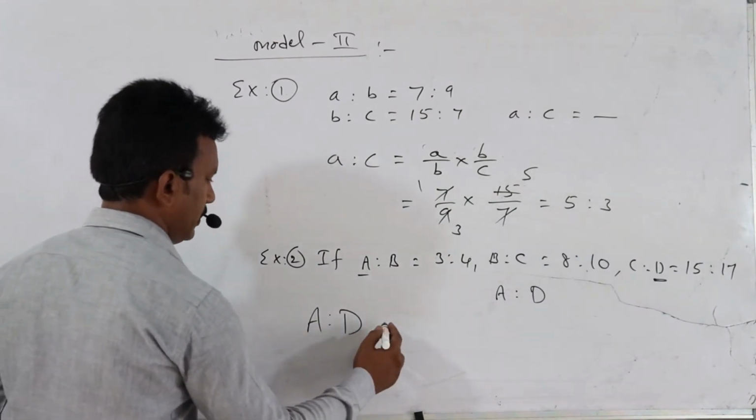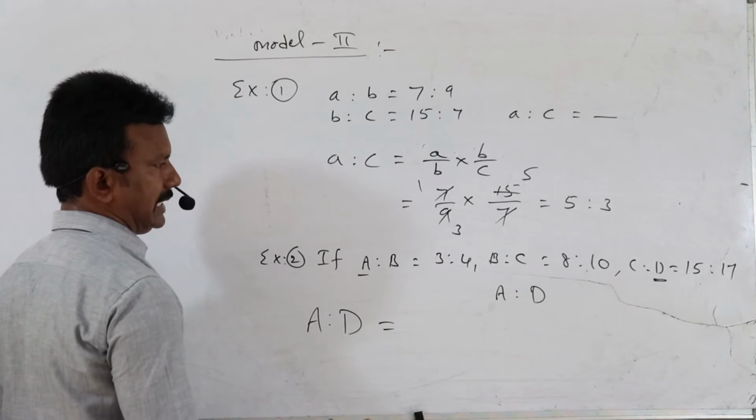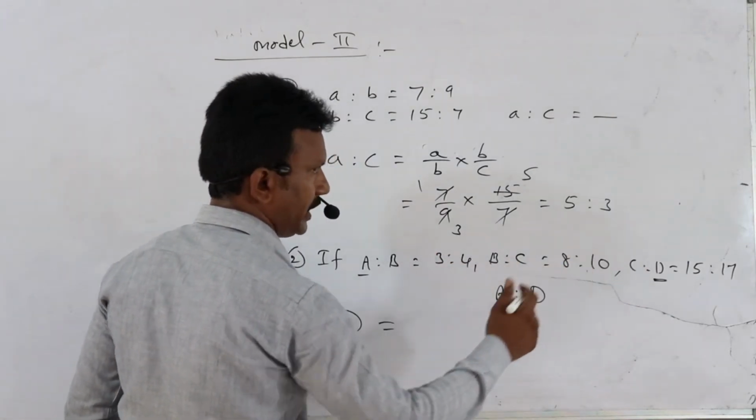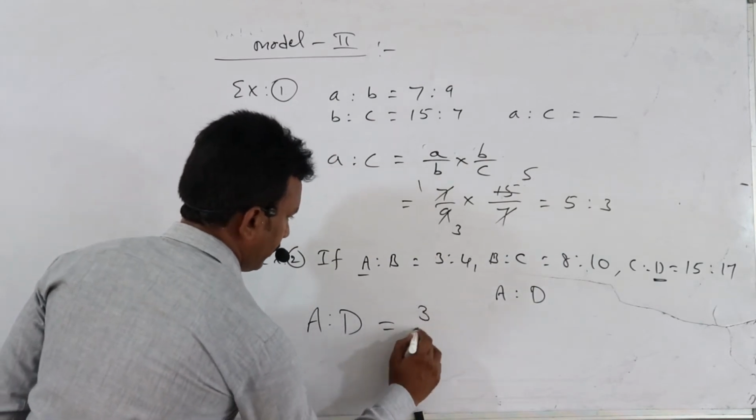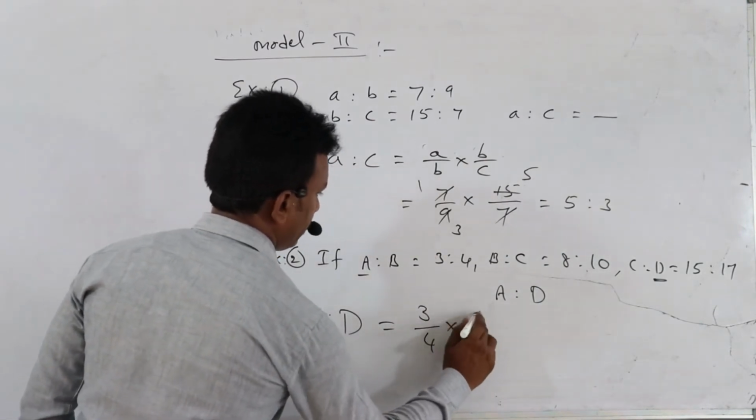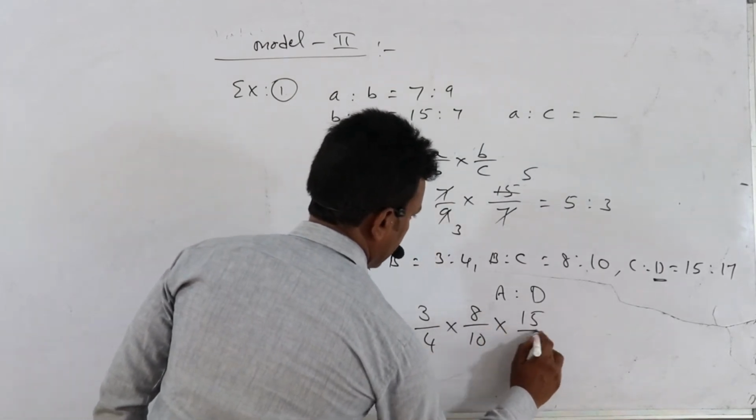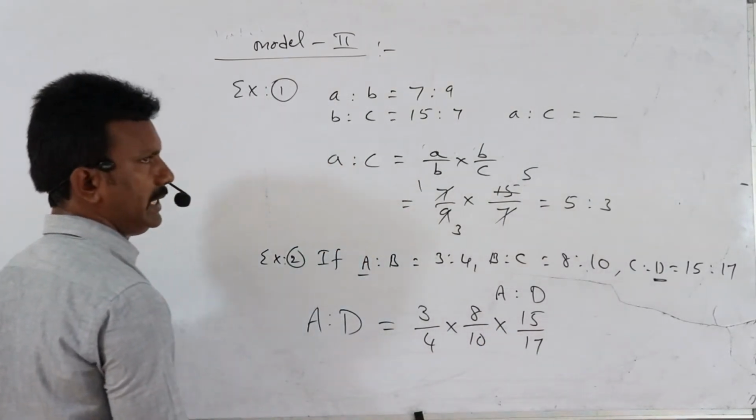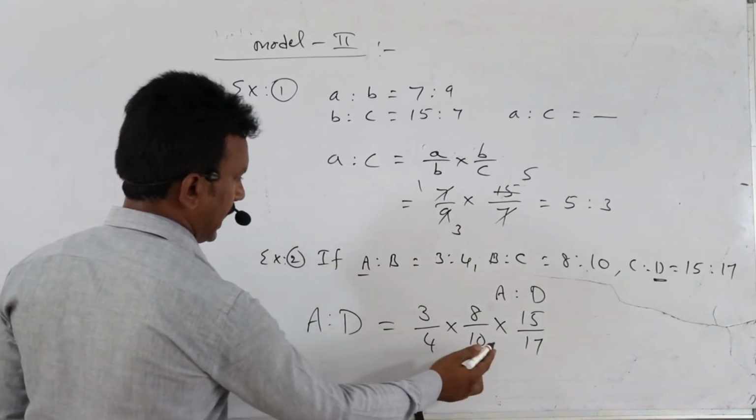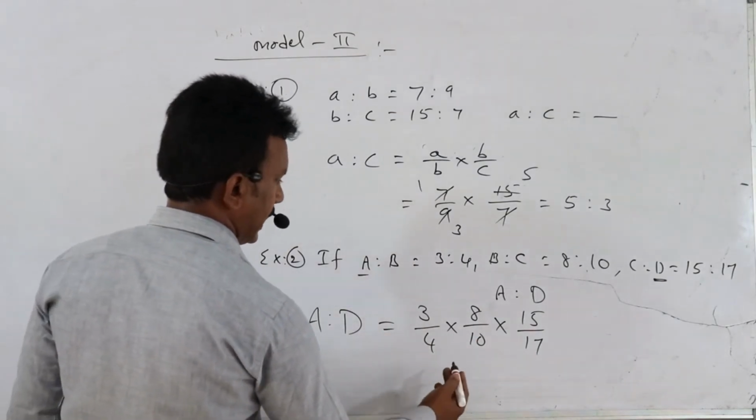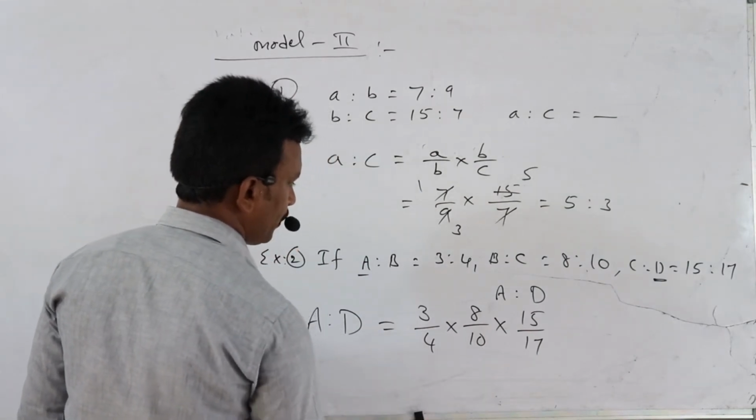So in this type of problem we follow the shortcut method, that is, write the direct multiplication of the three ratios. So 3/4 into 8/10 into 15/17. So, an easy way. Is there any more cancellation? Any more cancellations?